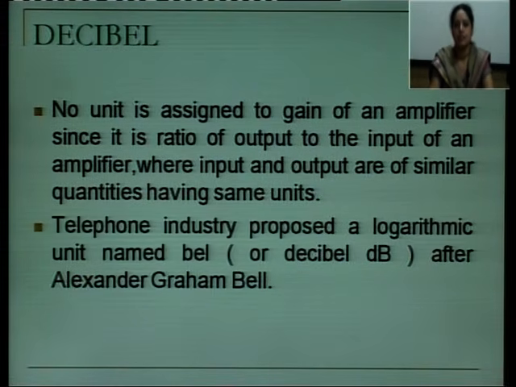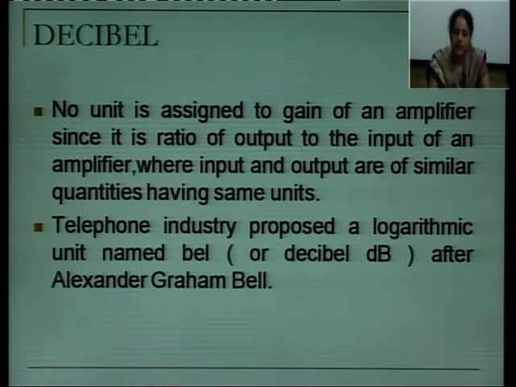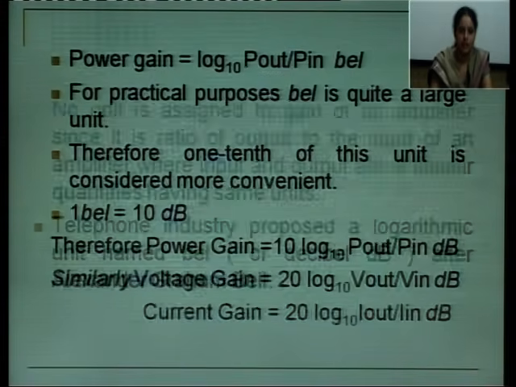Now the second parameter to be discussed is the decibel. While considering the gain, there was no unit. No unit is assigned to the gain of an amplifier, since it is the ratio of output to input, as we have derived that V in is cancelled by V in, so there is no unit for gain, where input and output are similar quantities having the same units. The telephone industry, however, proposed a logarithmic unit named bel, or decibel, after Alexander Graham Bell.